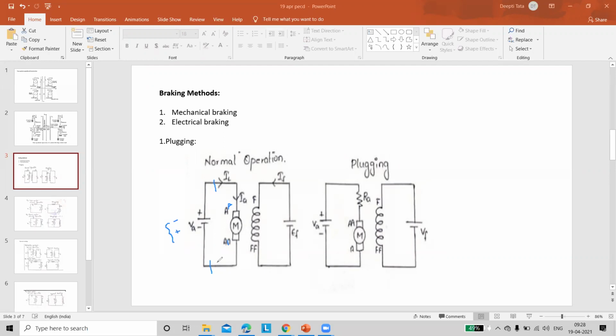Then think it once. We are not providing any supply to this motor. We just remove the motor from the supply and a small resistance is connected. Then the motor's energy is dissipated in the resistance connected across the motor. That means in this way also we are reducing the speed of the motor, which is nothing but one of our braking techniques.